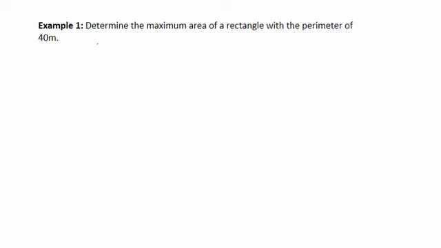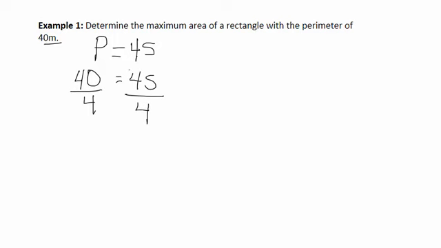So we know that our formula for optimal perimeter is P is equal to 4 times the side length. Now let's plug in our 40 meters for the perimeter and solve for S. So let's divide both sides by 4. And again, these cancel out and we're left with 10 equals S.